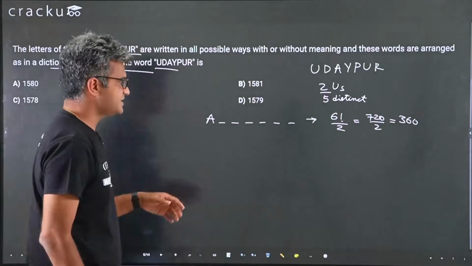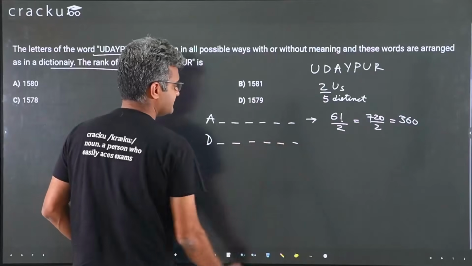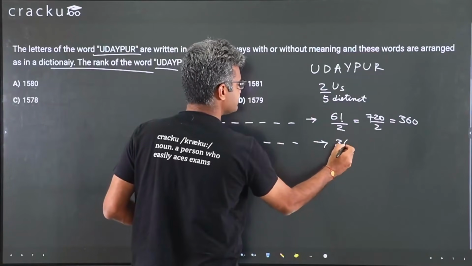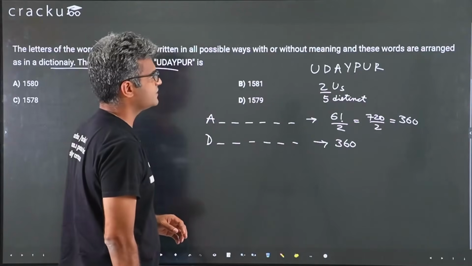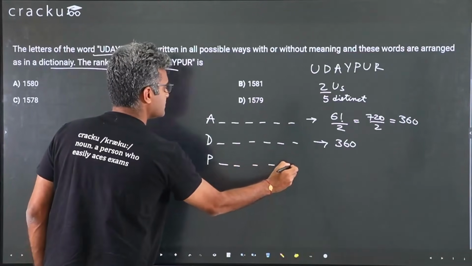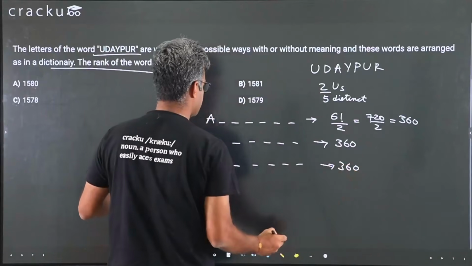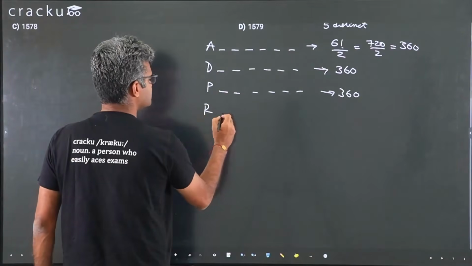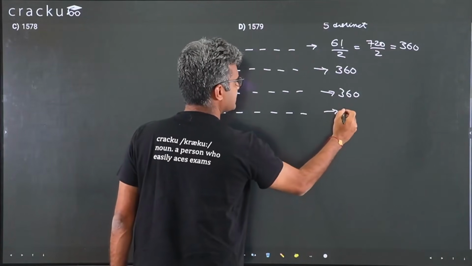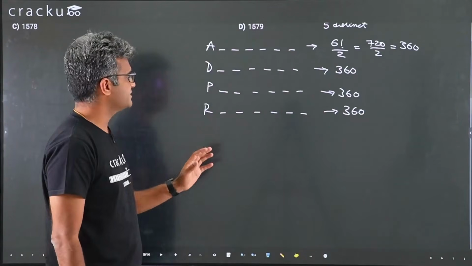After A in the dictionary, we are going to get D. So the number of words which are starting with D will be again equal to 360. After D, we are going to get I, P, and so on, each again with 360 words. After P, we are going to get R. So the number of 7-letter words which start with R again is 360. All of these words are ahead of Udaipur in the dictionary.